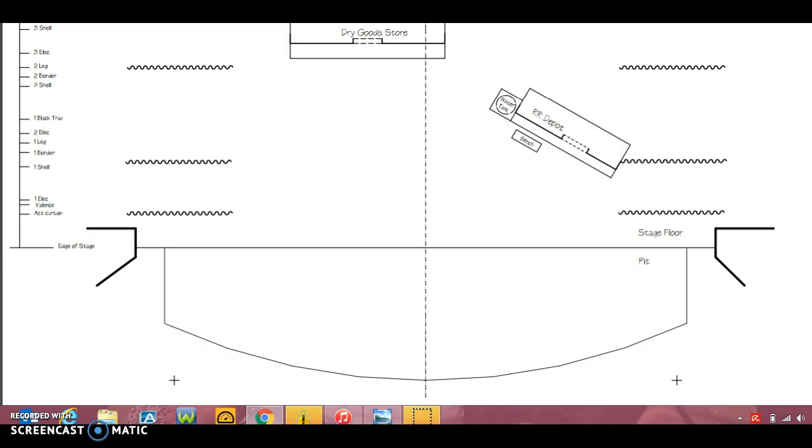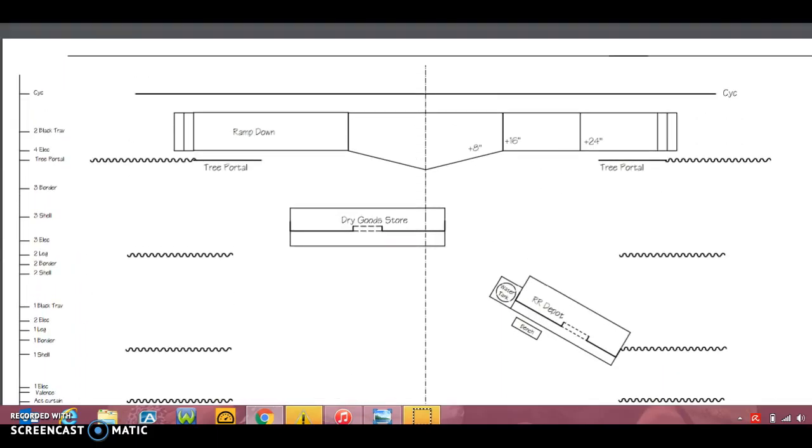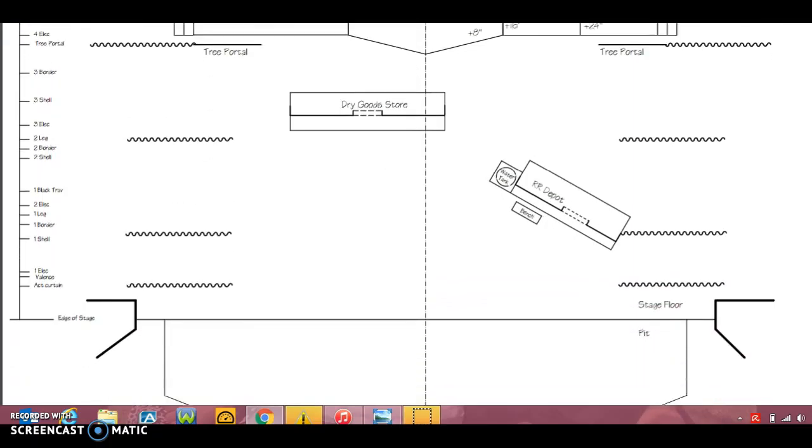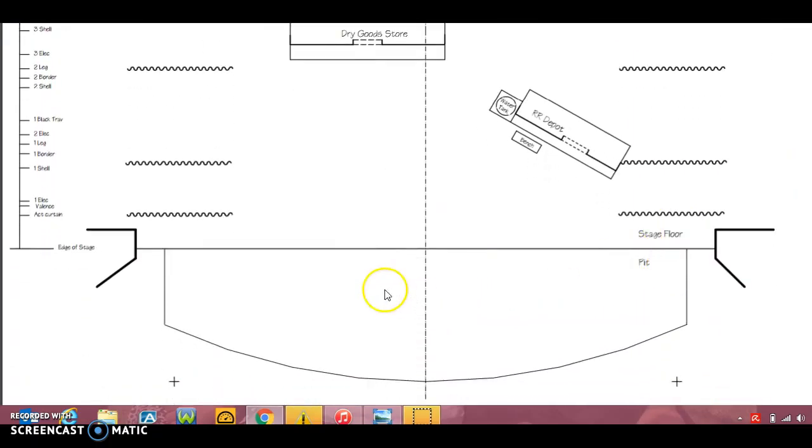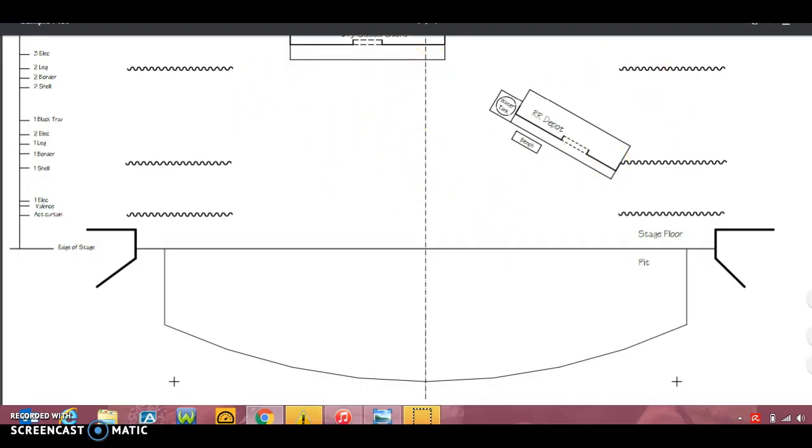So what we're seeing here is a ground plan of a proscenium theater. One thing to take note of is that a proscenium theater usually always has an apron. So that's what we've got going on here. The next thing we want to be aware of is the plaster line. The plaster line runs from the left to the right of the stage, and it essentially is where the proscenium arch ends and the beginning of the stage floor begins.